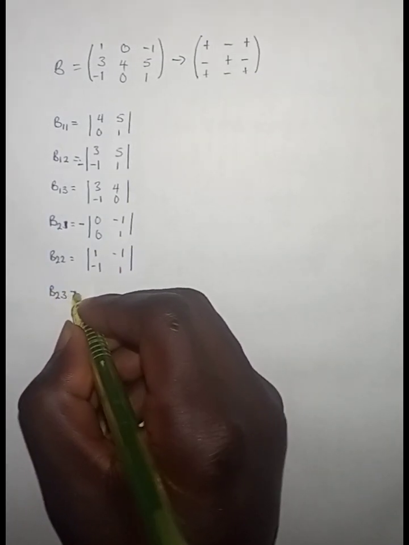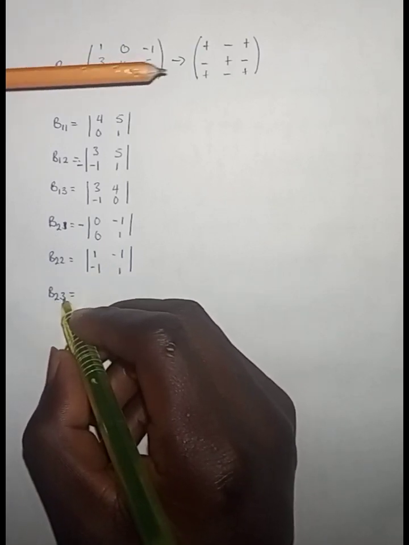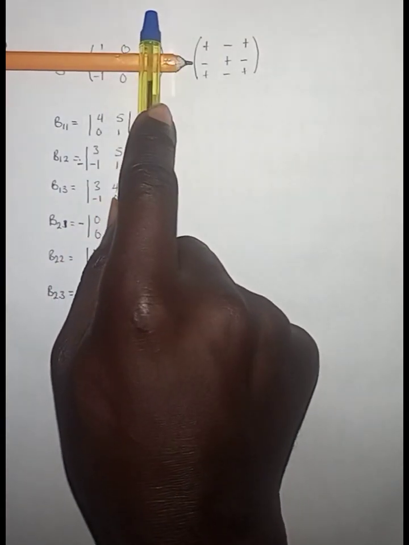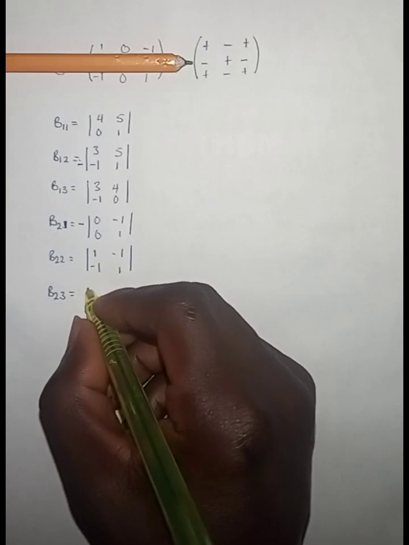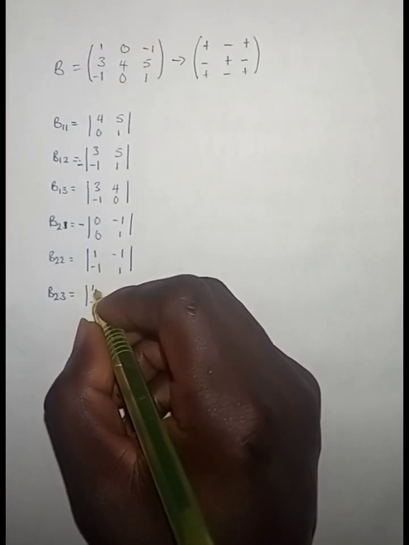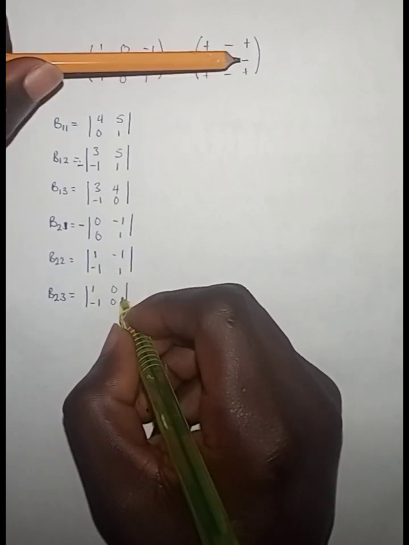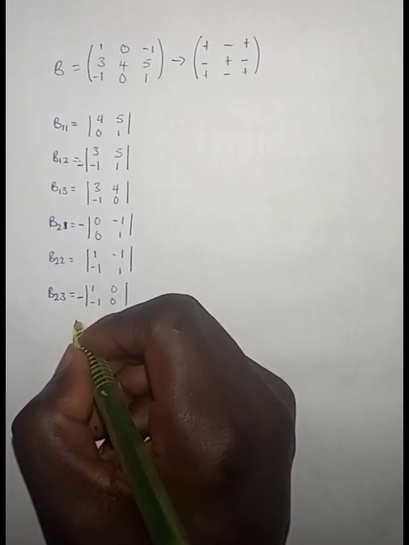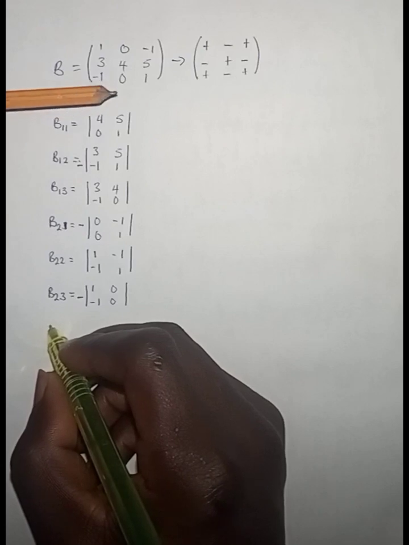B23, we block row 2, column 3. And we're left with 1, minus 1, 0, 0. And the sign is minus. We go to row 3 now.